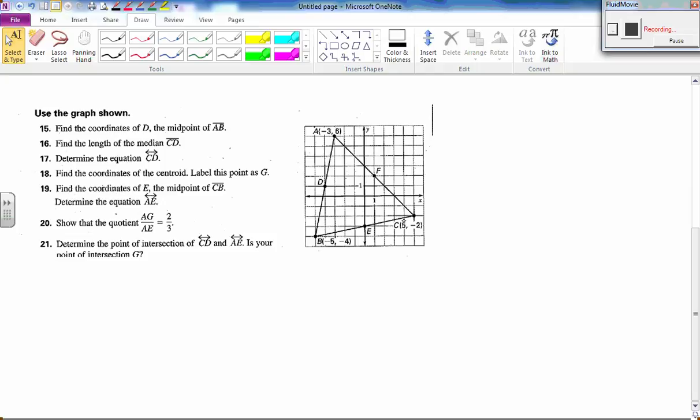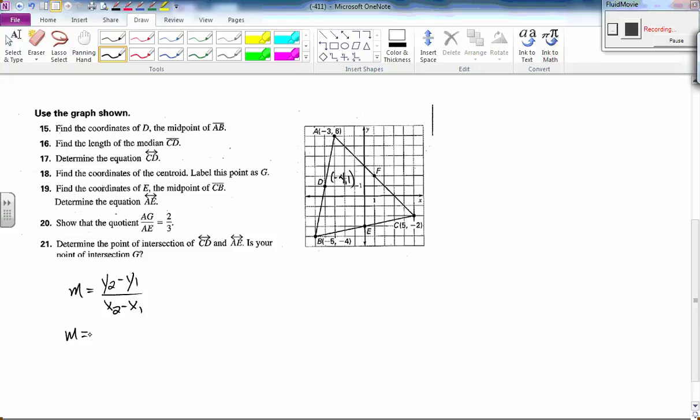We have point C, which is (5, -2), and point D, which is (-4, 1). So we're going to use these 2 points to write the equation of the line CD. To write an equation of a line, we need the slope. Given 2 points, we find the slope by using the slope formula. Rise over run, which is y2 minus y1 over x2 minus x1.